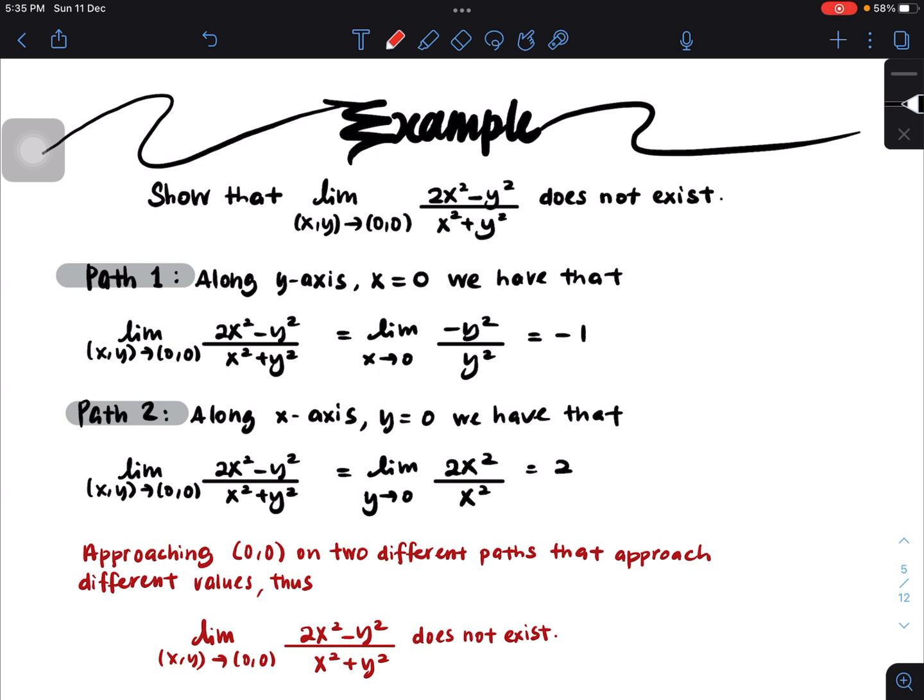For a function of two variables, we need to choose two paths. The first path that you want to choose is along the y-axis, where the value of x equals 0. Before that, you need to substitute the values of x and y here.